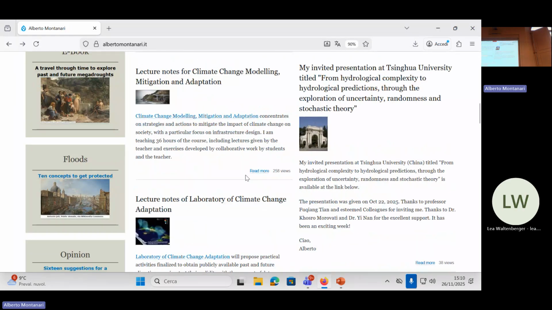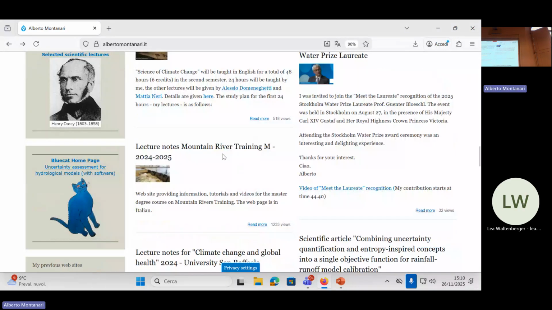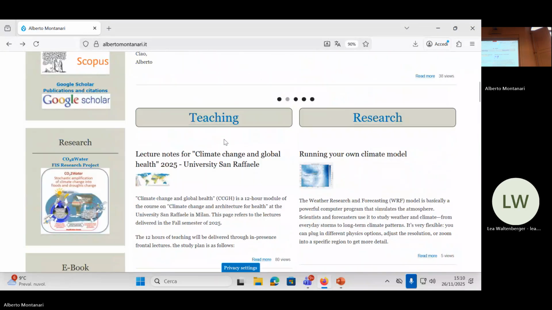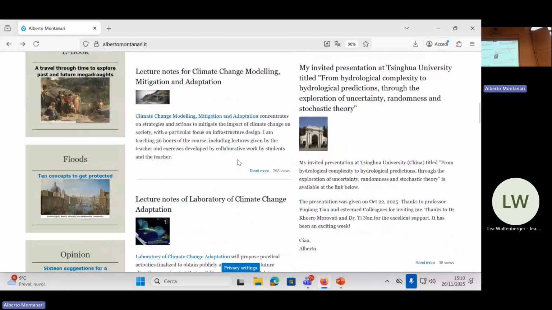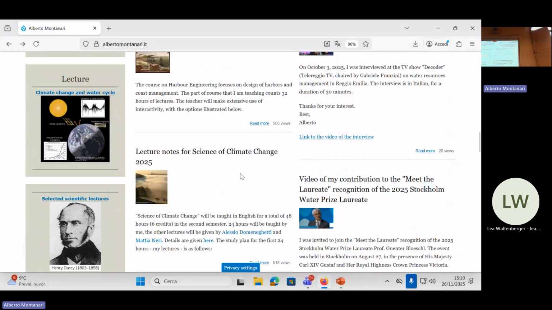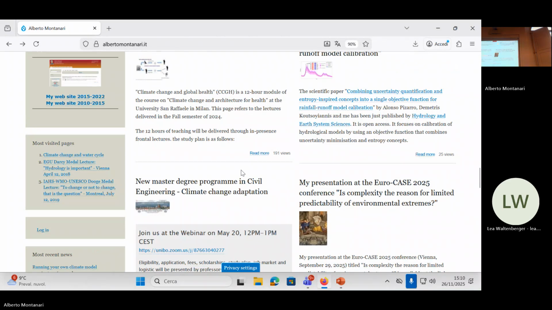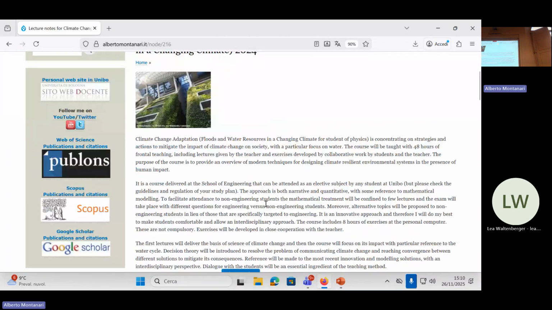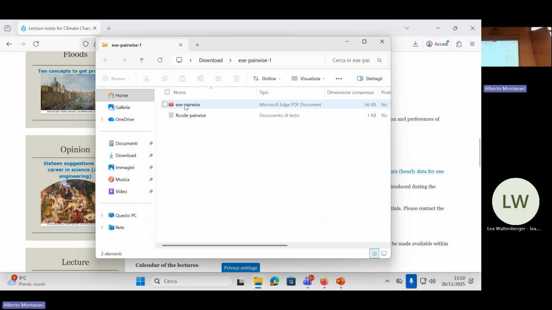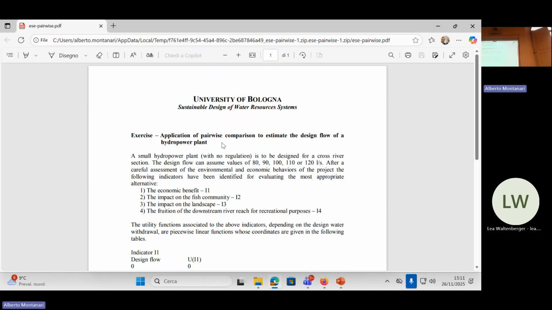Okay, let me check the correct link. One second. Let me change one. Okay, I have to go back again. I think it's here. Must be here. Okay, certified analysis application reservoir. It is here. I need to update the link. I will update it. And here is the exercise with the R code.